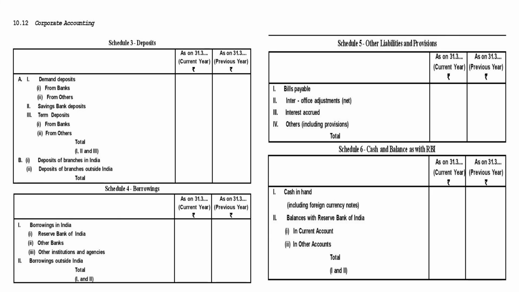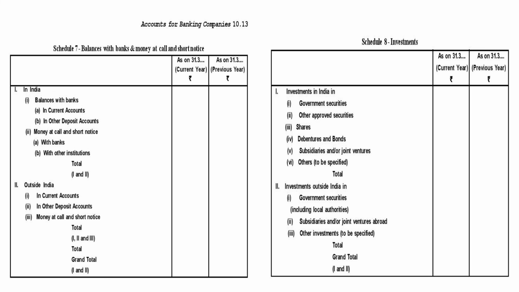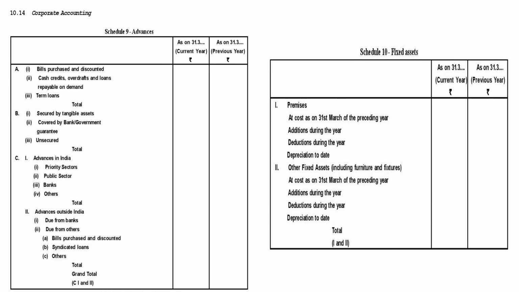The sixth one is cash and balance with the Reserve Bank of India. The seventh one is balance with banks, money at call and short notice. The eighth schedule is investments. The ninth schedule is advances. The tenth schedule is fixed assets. The 11th one is other assets.